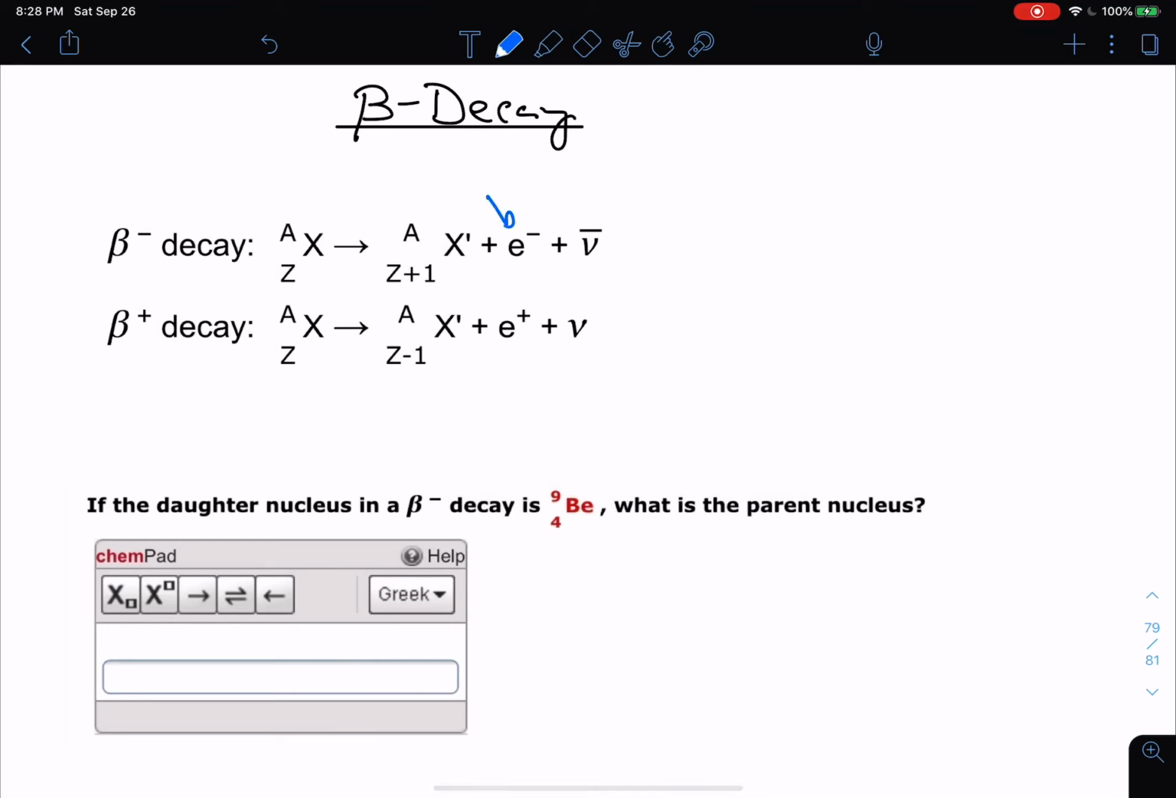This is the electron. And an antineutrino is also emitted. That's what this is, the antineutrino. And the bar above it is what tells me that it's anti. If you see a bar written directly above the letter for the particle, that means it's an antiparticle. And this, it looks like a V, but it's the Greek letter nu.